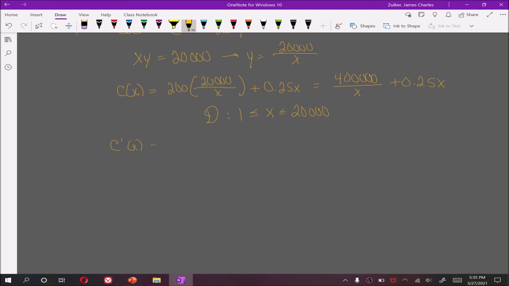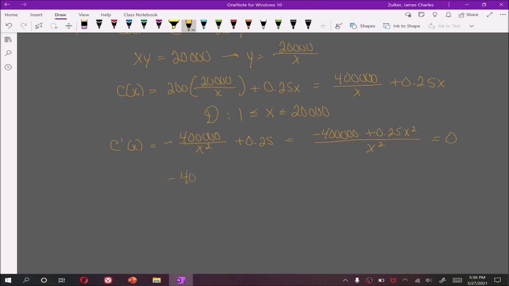C prime of x is negative 4,000,000 over x squared plus 0.25. Rewrite this as negative 4,000,000 plus 0.25 x squared all over x squared. Now this would be undefined at 0, but 0 is not in our domain, so we can ignore it. So we set this equal to 0 and we solve.